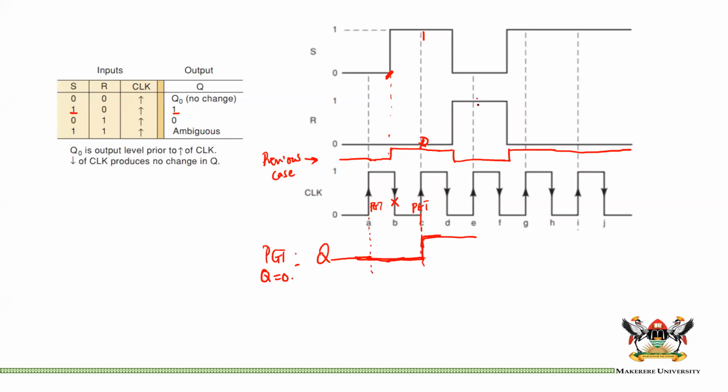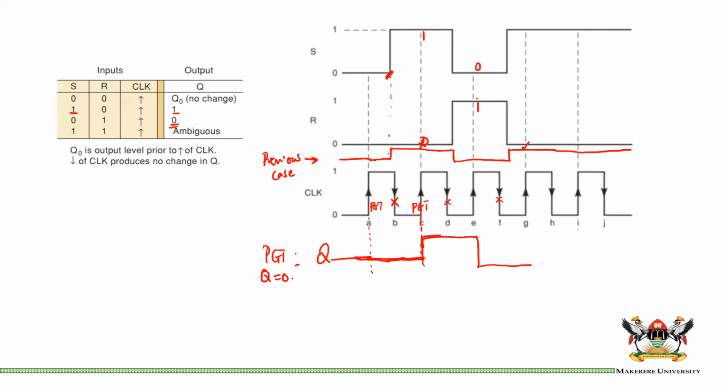Actually, now reset is 1 and set is 0. So 1 and 0, now we clear. So we can come back to 0 and we remain in this state until the next PGT. We don't care about NGTs. I already said they shouldn't even be arrowed here. This PGT we check again.